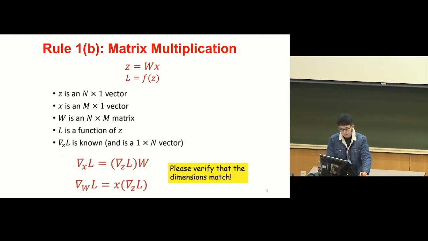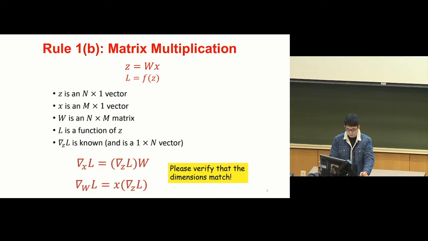And as we have talked about the scalar forms, next we will move to the vectors, which are usually used when we are doing machine learning. The first one is the multiplication. Here, most of the things are similar to previously, but z and x are different. They are column vectors, and W is an n cross m matrix, and L is a function of z.